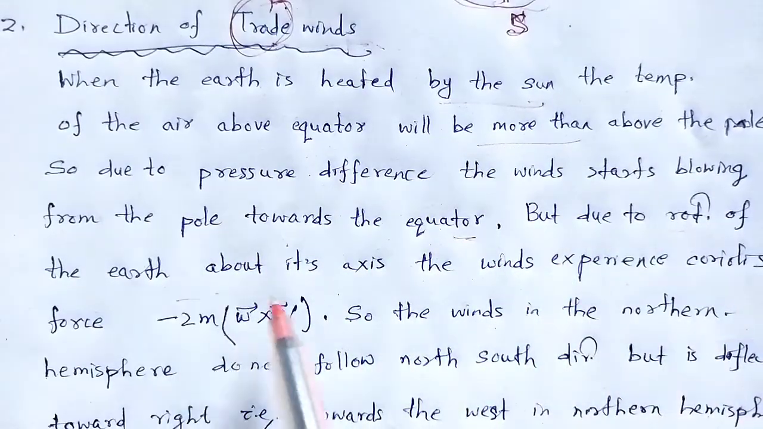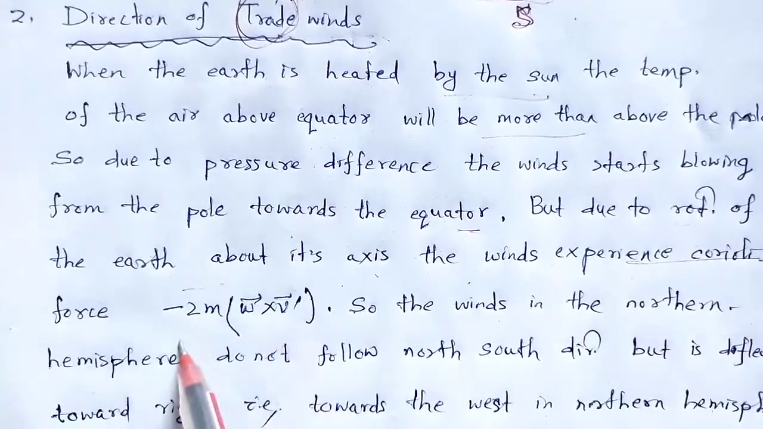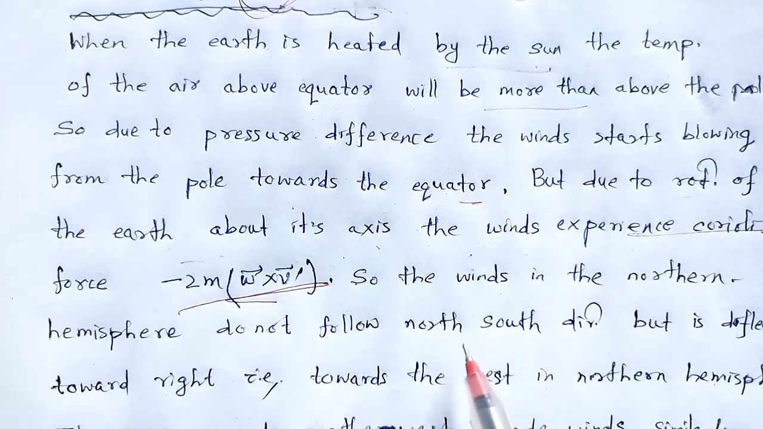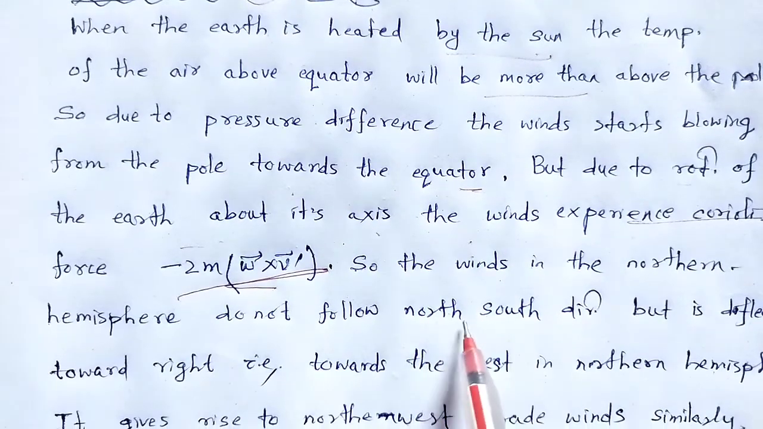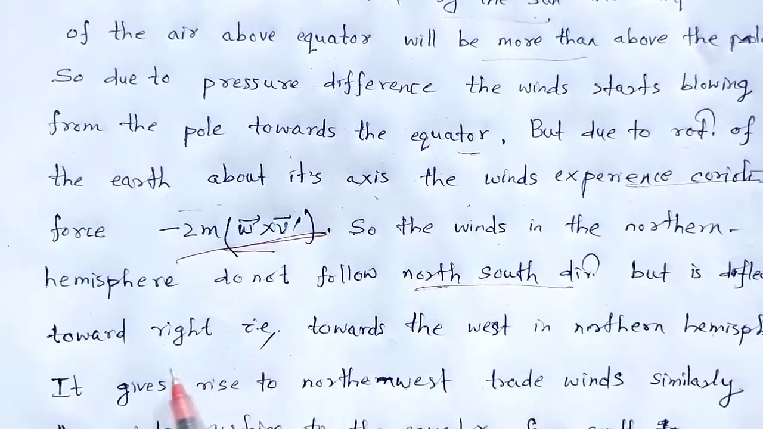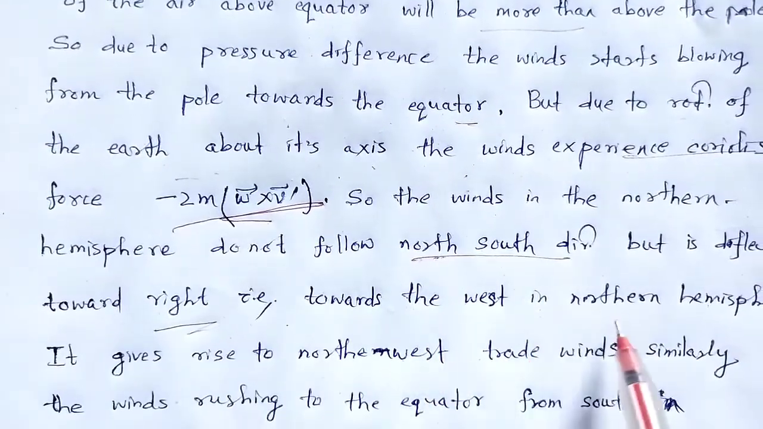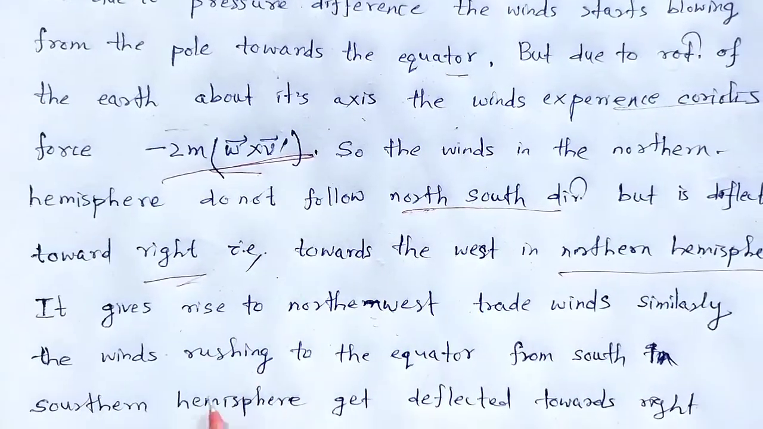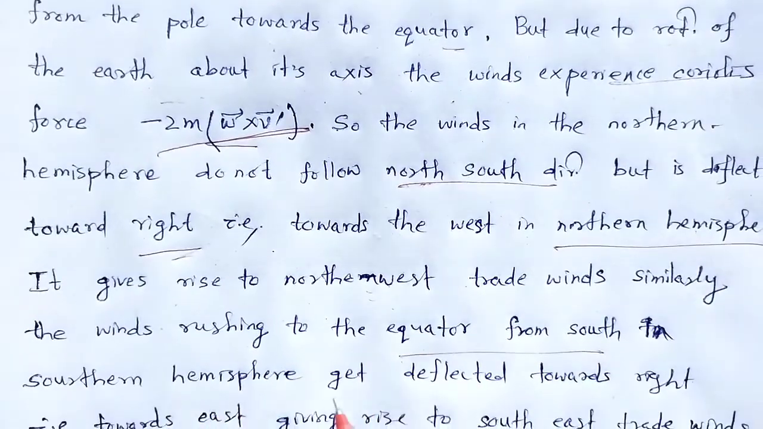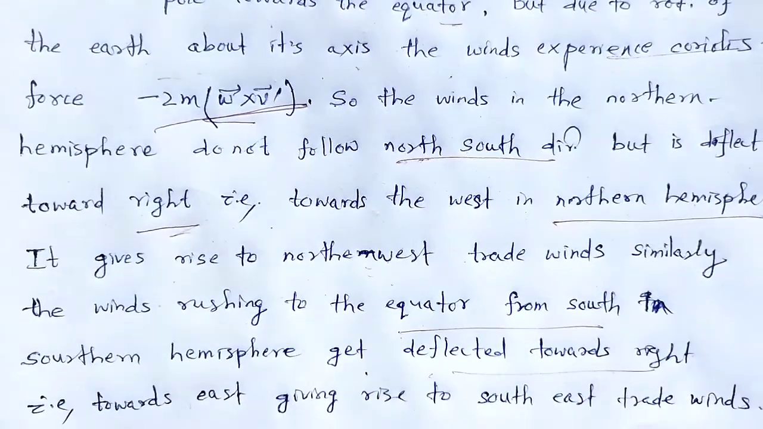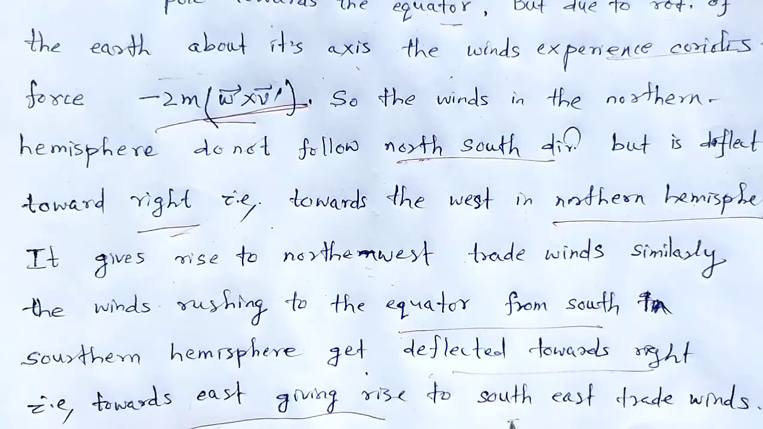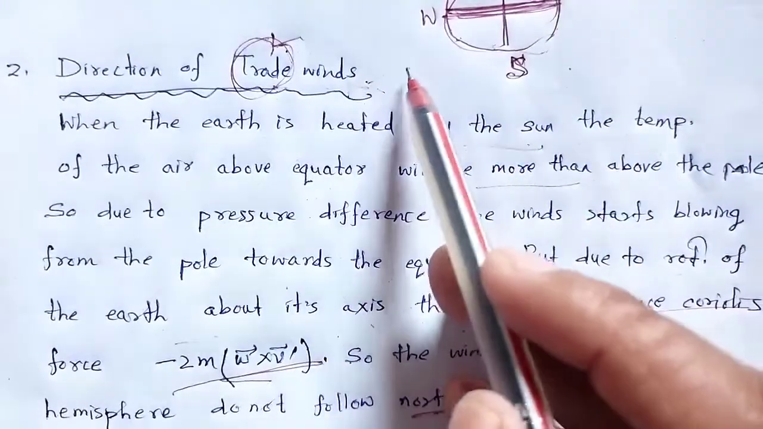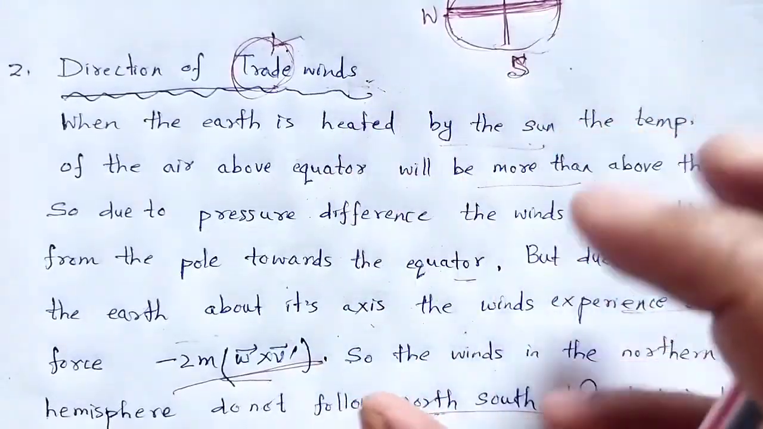But due to the rotation of the earth about its axis, the winds experience a Coriolis force. So the winds in the northern hemisphere don't follow the north-south direction, but are deflected towards the right, that is, towards the west in the northern hemisphere. It gives rise to the northwest trade winds. Similarly, the winds rushing to the equator from the southern hemisphere get deflected towards the right, that is, towards the east, giving rise to the southeast trade winds. This is the basic example of how the direction of trade winds also depends upon the Coriolis force.